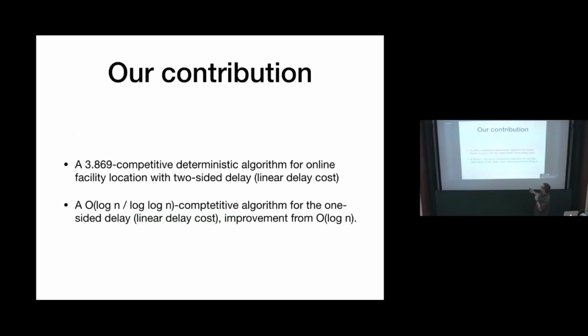Okay, so the result is that for the two-sided variant, we get a bit less than 4 competitive algorithm. And for one-sided waiting, we get a tiny improvement. Now it's log n over log log n, by a reduction to two-sided waiting. So the main result will be this one, but we also have a reduction from two-sided to one-sided, an online reduction.